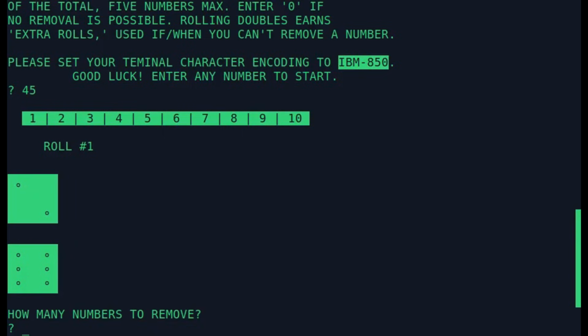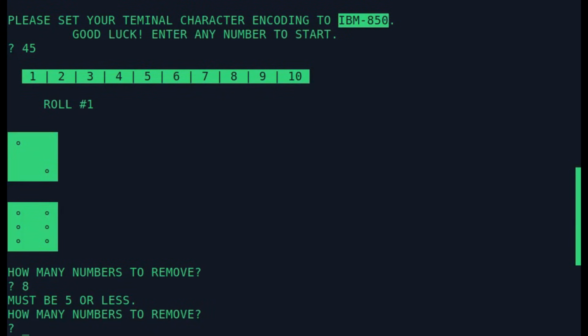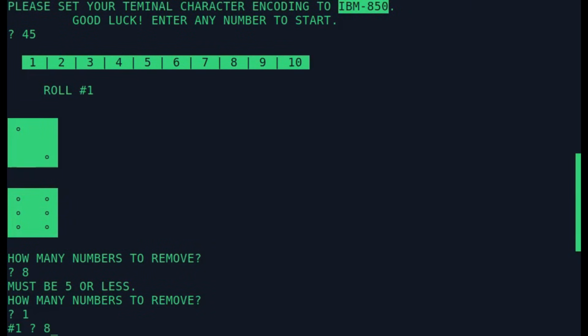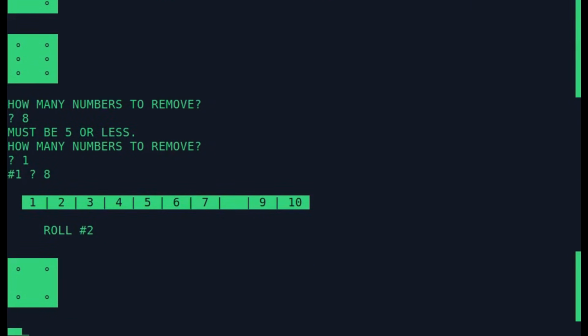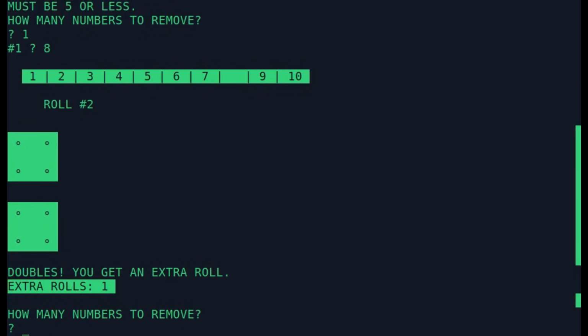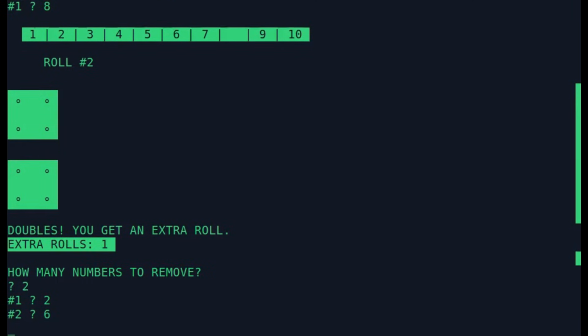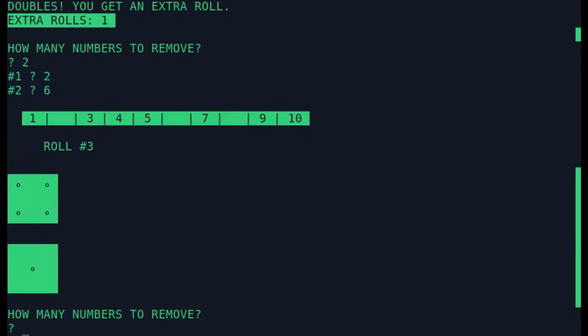Well, let's remove the 8. Oh, one number. Take out the 8. And the 8 is gone. Doubles. Now we'll take out the 2 and the 6. And so on and so on.